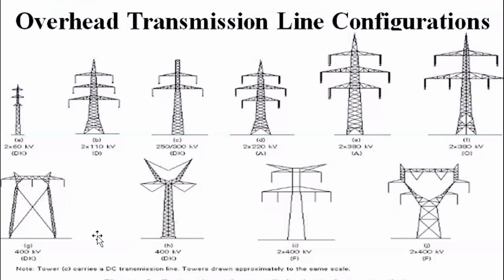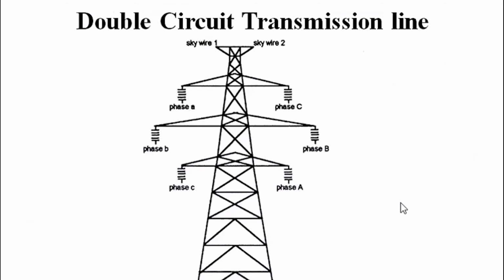Now coming to here, this is a 400 kV AC line. This is 400 kV, this is DC, and this is also a 400 kV double circuit line, AC. And this is also a double circuit line, this is DC. Structures like this. This is the figure of a double circuit line.